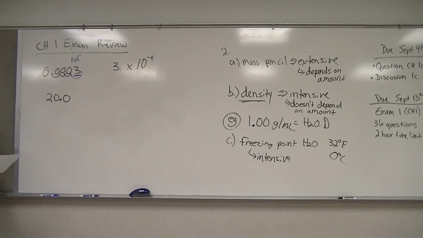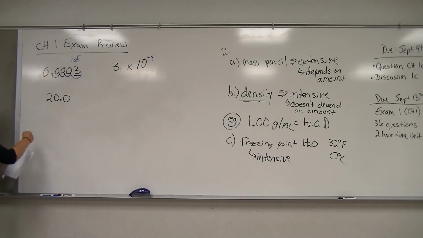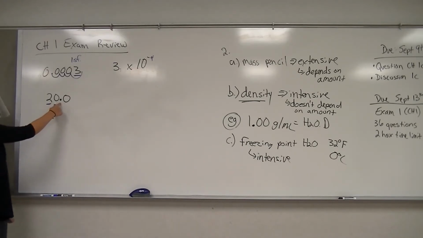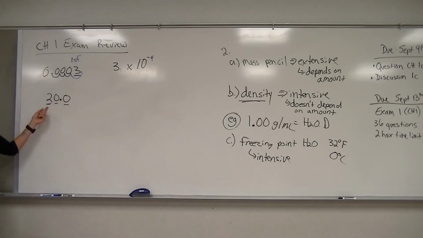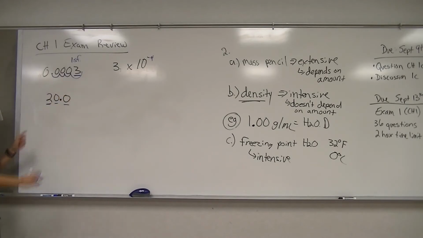So 20.0, let's take that guy and put it in scientific notation. Before I do that, I'm going to count my sig figs. So we know the 2 counts. This is where I start counting. Do those zeros count? Yes, why? Because there's a decimal. So now these zeros count because there's a decimal and I started counting at the 2. So any zeros after the 2 are going to count. So I have a total of 3.